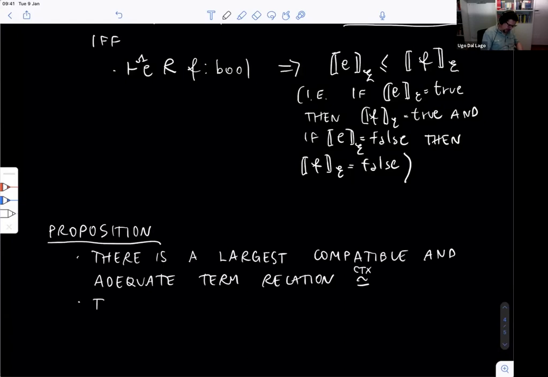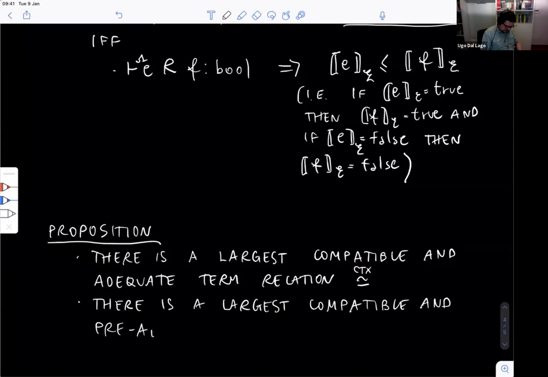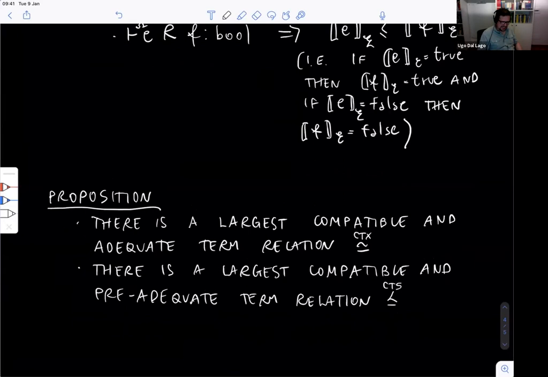And analogously, there is the largest compatible and pre-adequate relation, which is the so-called contextual pre-order. You know, in the literature, you can find many different ways to call this relation. The terminology is a bit ambiguous. For example, you often find the notion of observational equivalence. This is precisely what we are talking about.